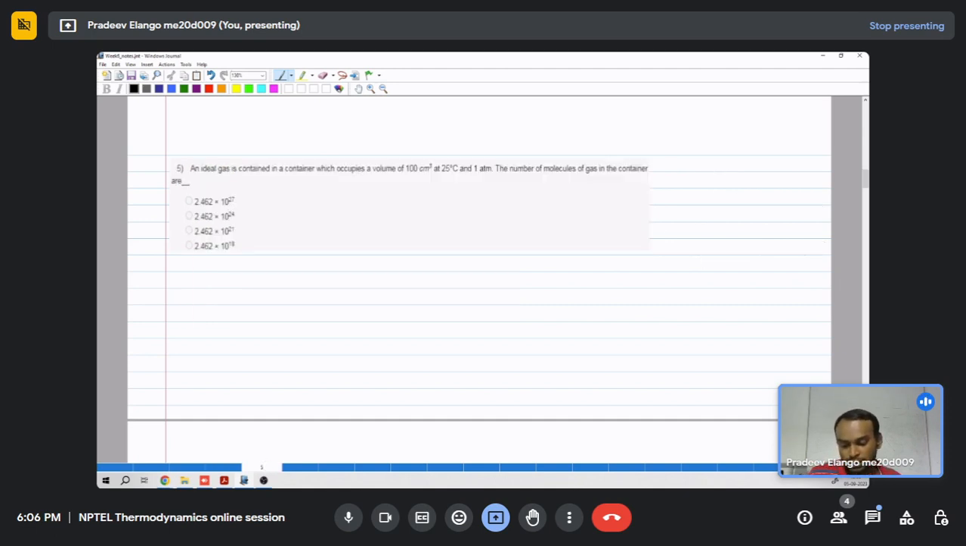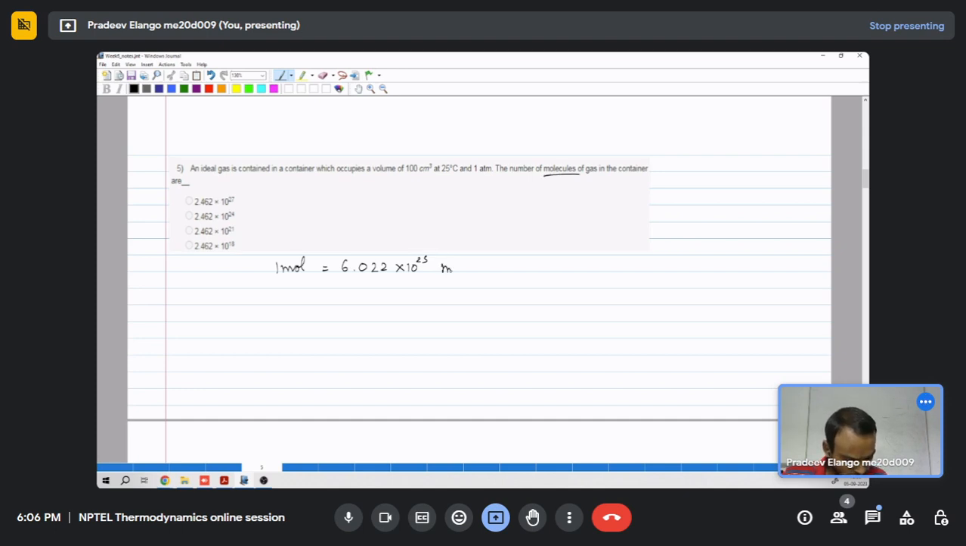Next question, ideal gas. An ideal gas is contained in a container which occupies a volume of 100 centimeter cube at 25 degrees Celsius at 1 atmosphere. The number of molecules of gas in the container are, we have some options. So now this can be solved using the Avogadro law. We know for Avogadro law, 1 mole of gas contains 6.022 into 10 power 23 atoms or molecules. So they have given it as a molecule.